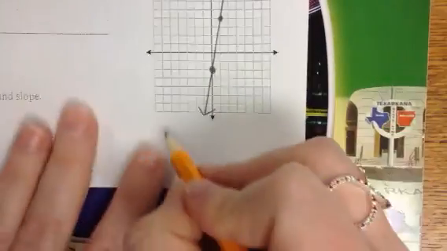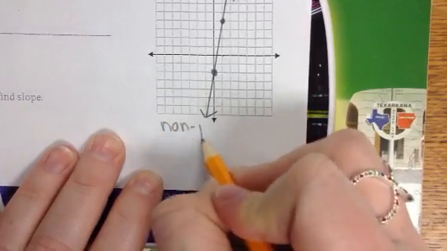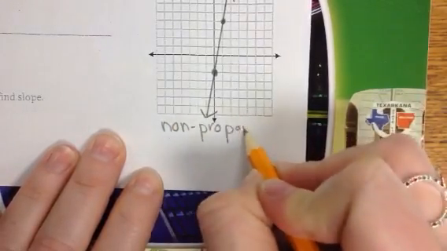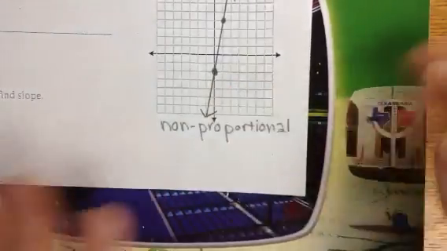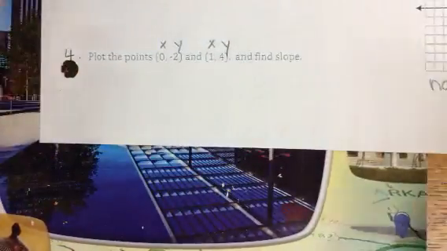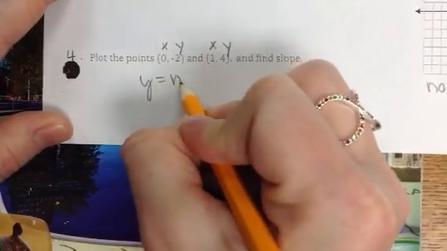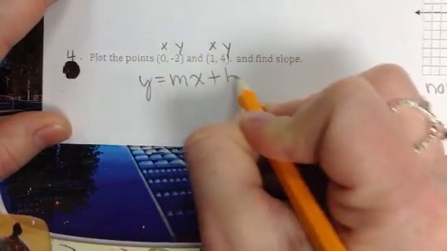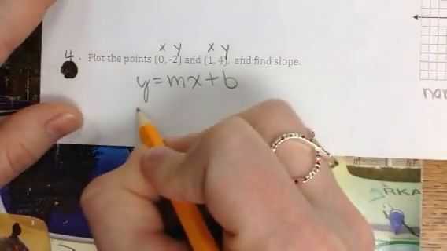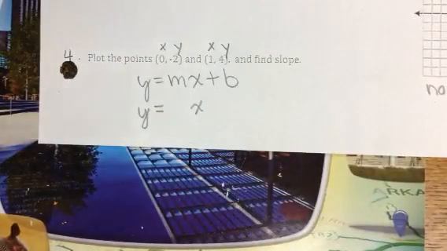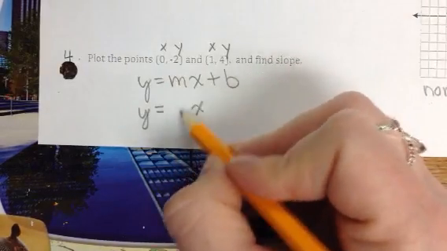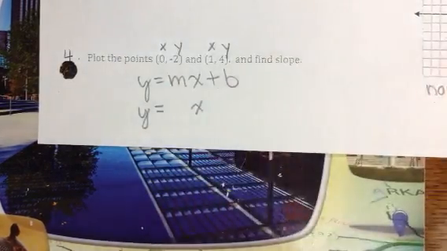Okay, I notice that this is non-proportional. It's not going through the origin, it's below it. So I'm going to write y equals mx plus b. Below it, I'm going to write y equals x because those stay in the equation. So I see that I need to find my slope and my y-intercept.